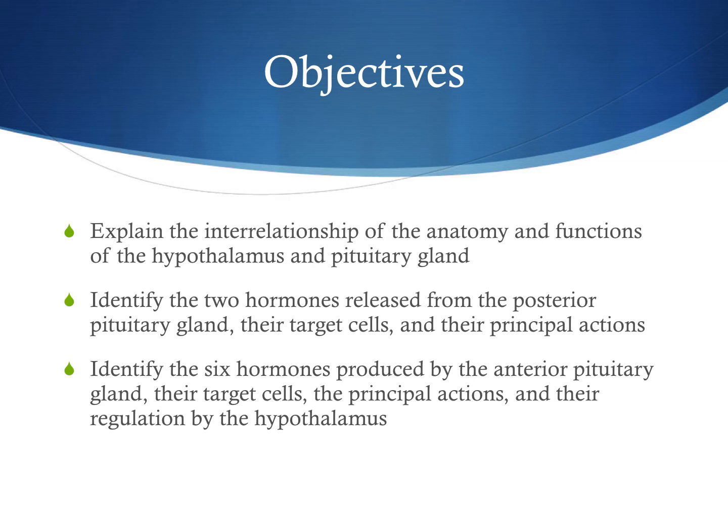A couple objectives for our lecture today. We're going to explain the interrelationship of the anatomy and functions of the hypothalamus and the pituitary gland. We're going to identify the two hormones released from the posterior pituitary gland, their target cells, and their principal actions, as well as identifying the 6 hormones produced by the anterior pituitary gland, their target cells, their principal actions, and how they are regulated by the hypothalamus.